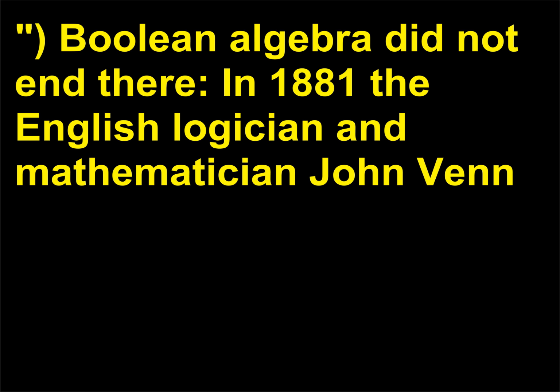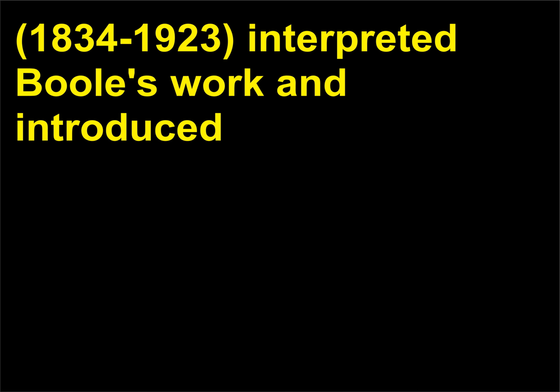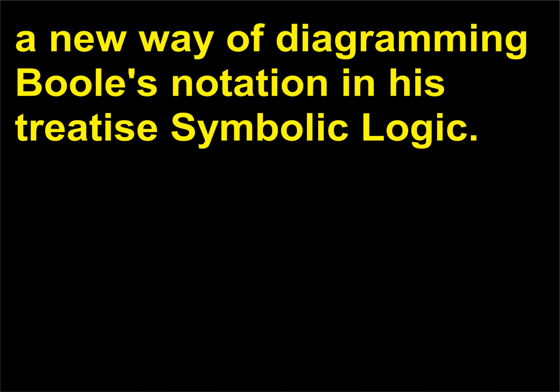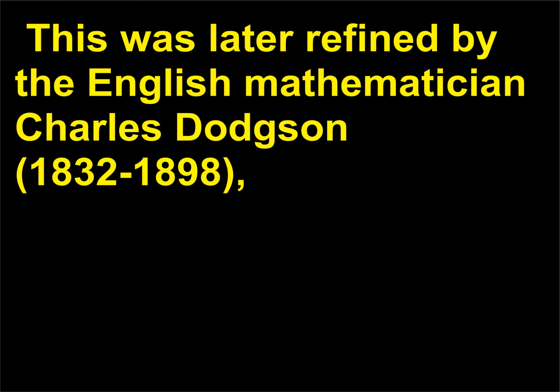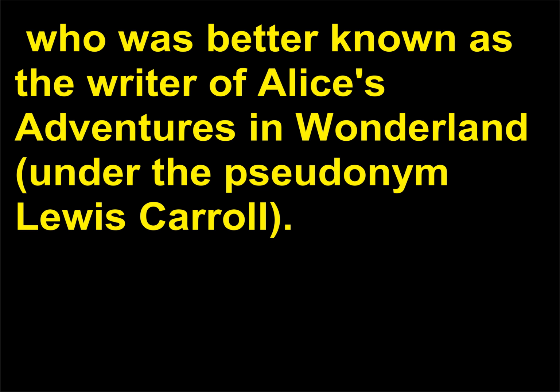Boolean algebra did not end there. In 1881, the English logician and mathematician John Venn, 1834-1923, interpreted Boole's work and introduced a new way of diagramming Boole's notation in his treatise Symbolic Logic. This was later refined by the English mathematician Charles Dodgson, 1832-1898, who was better known as the writer of Alice's Adventures in Wonderland, under the pseudonym Lewis Carroll.